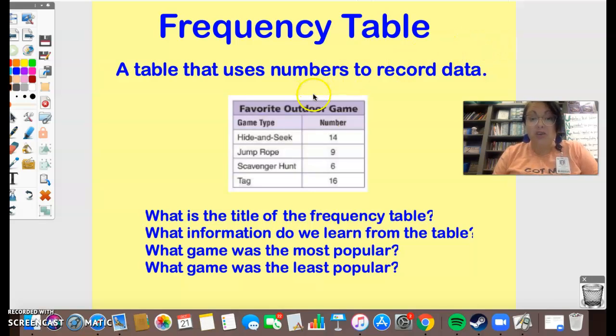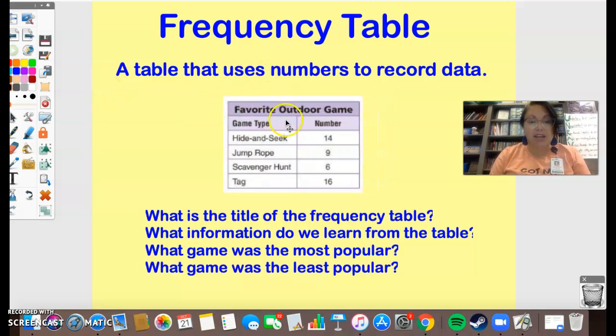So if you look, we have a title. Frequency tables have certain parts, just like an informational text has text features. Our text features here are, we have a title. Do you see the title is favorite outdoor game? We have some information that we can learn from the table. And so they have categories or topics or sections. They can call it lots of different things, but our categories here are game type, and then we have the number.